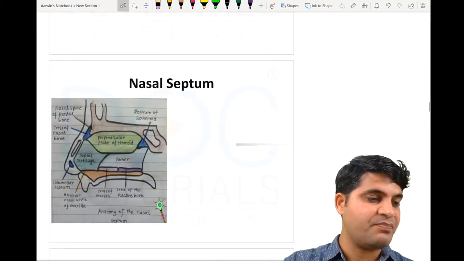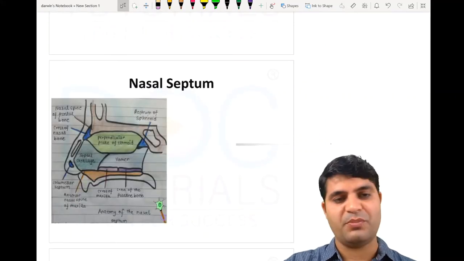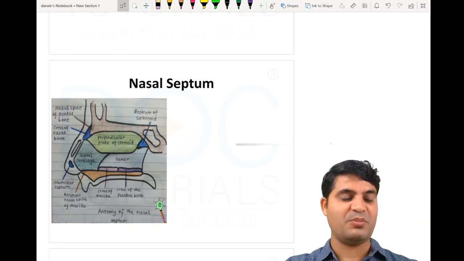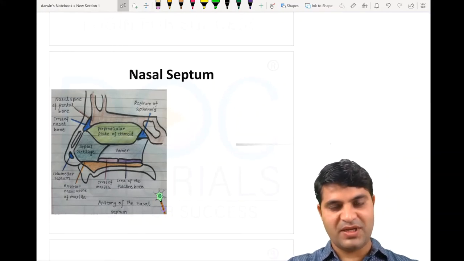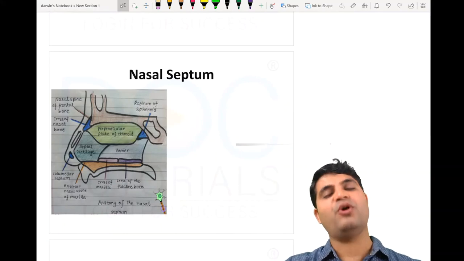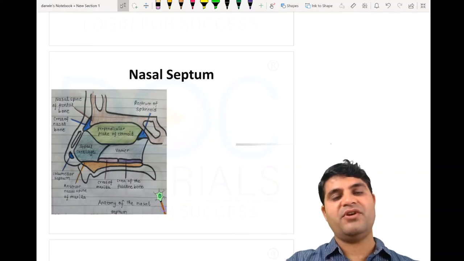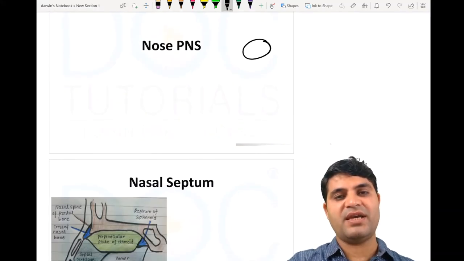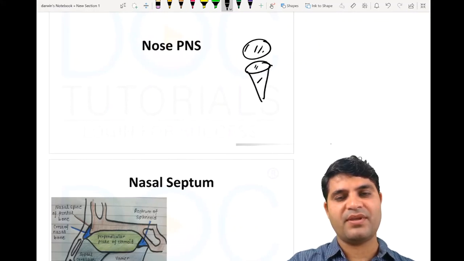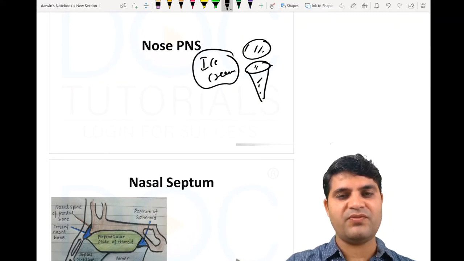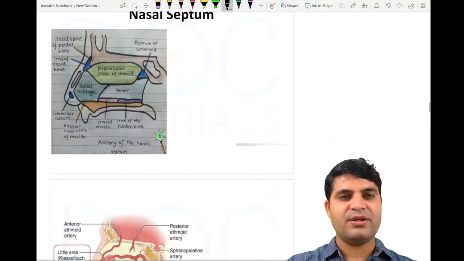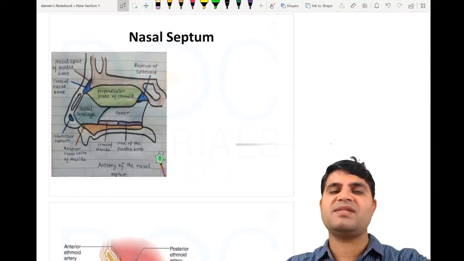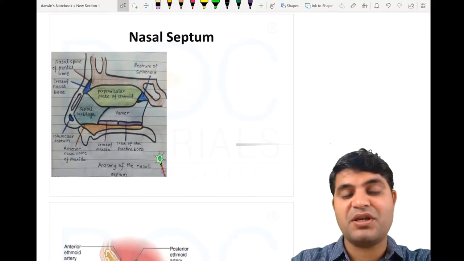Clear? Abhishek is asking about the ice cream cone appearance. So Abhishek, the ice cream cone appearance we use for ossicles, where we see the head of the malleus like this and the body of the incus like this. Clear? So ice cream cone appearance. Good, very good. I am happy that you remember these words. So coming to the nasal septum. Yes, nasal septum you are reading from your first year anatomy.